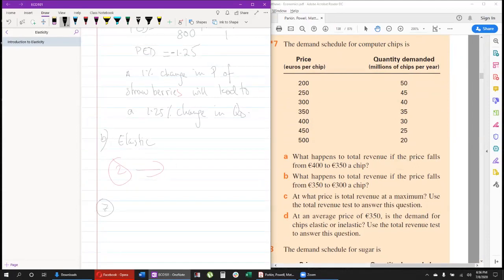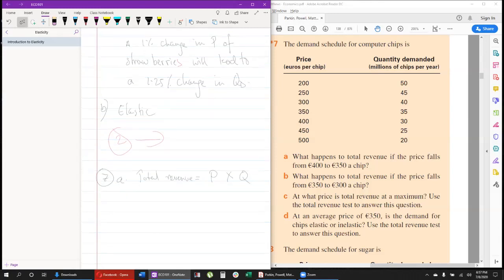So we have, obviously, you see, a demand schedule at different price levels, the quantity demanded of chips. So part A, what happens to total revenue if price falls from 400 to 350? Okay. What is the formula for total revenue? It's price times quantity, right?